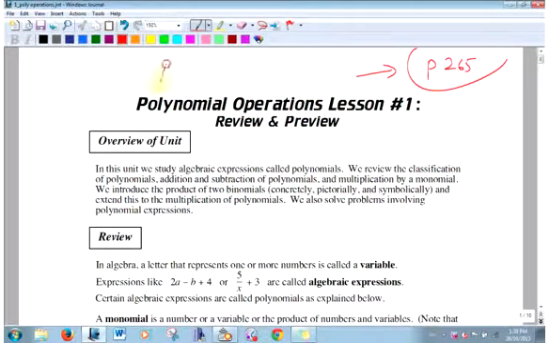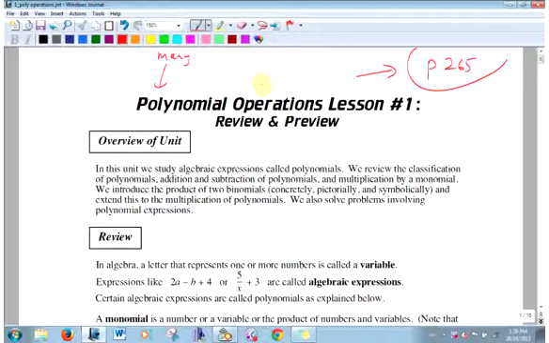Polynomials. Most of our words in English come from somewhere. It's a relatively new language, English. It's not that old in the grand scheme of things. Okay, they're based on Latin or Greek, a lot of it. Poly is another word for many. Okay?